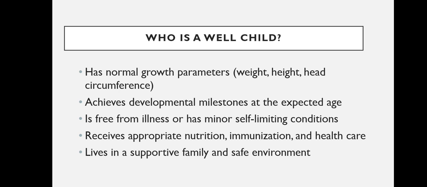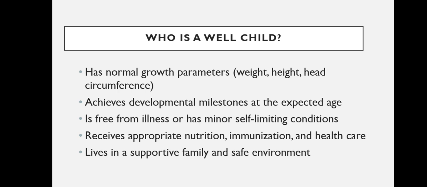Then it means that they are well if they have achieved everything. Now look at a situation where someone is 5 years old and they can only sit. Then that particular child does not achieve their development milestones at the expected age. What is the other parameter?